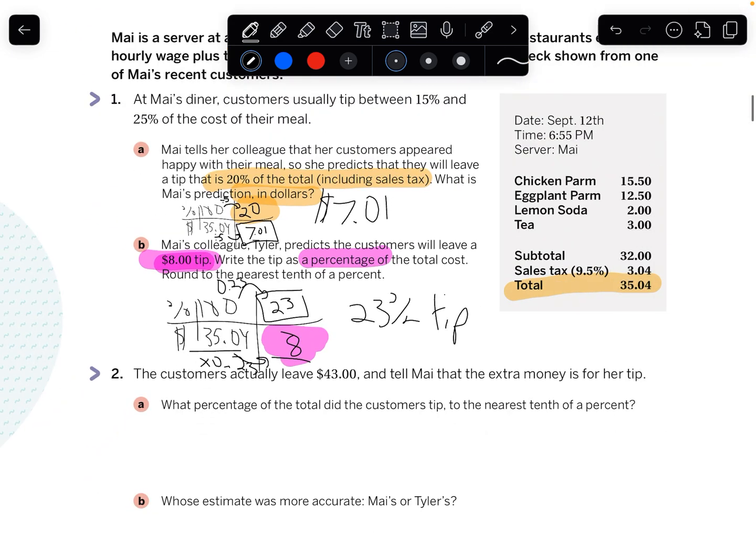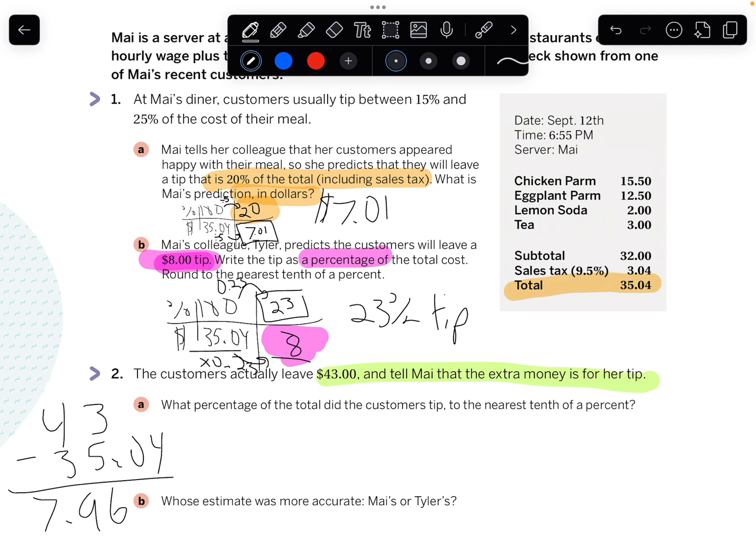So now the customer actually leaves a $43 and tells Mai the extra money is for her tip. So now Mai has to do math. You say, okay, I know $43 is what they left. I know 35.04 was the cost. So let's see how we did. 43 minus 35.04. That's going to be $7.96.